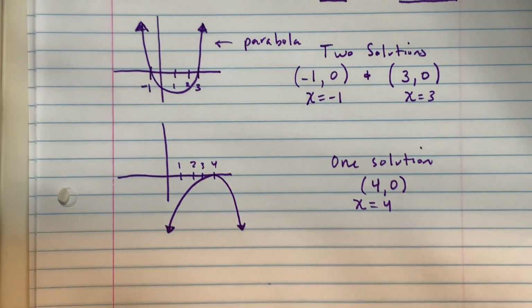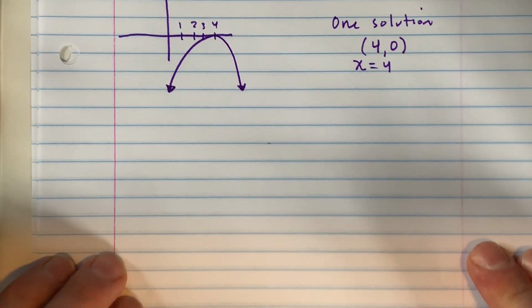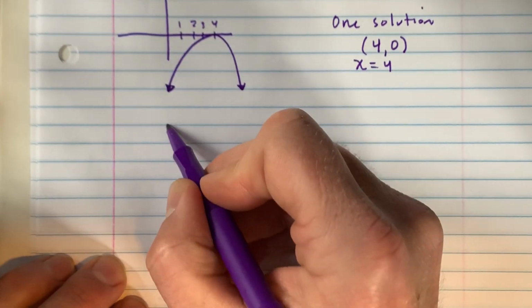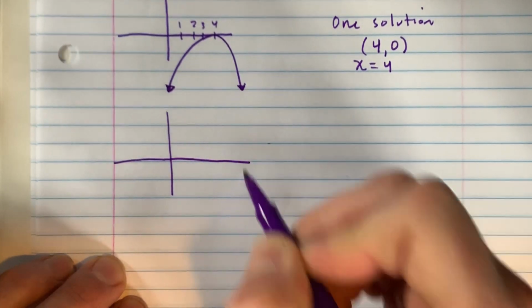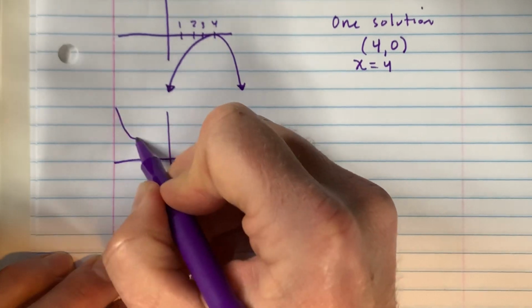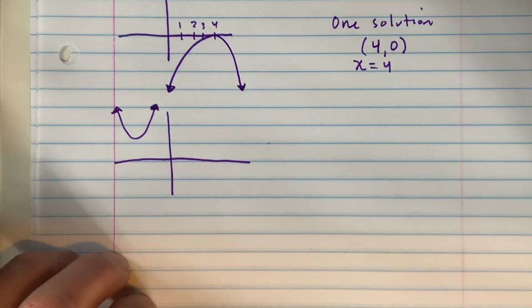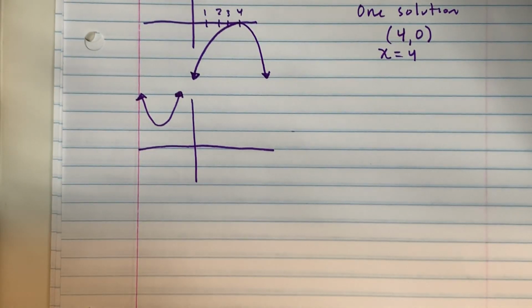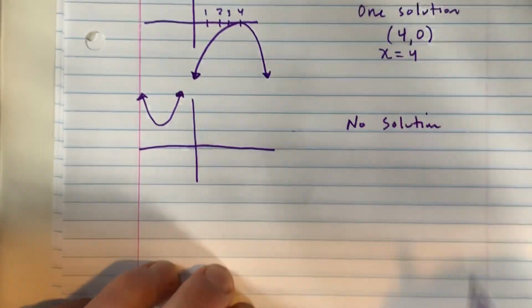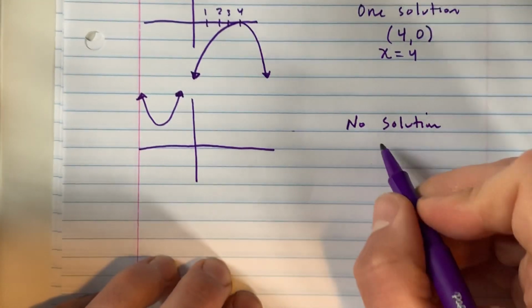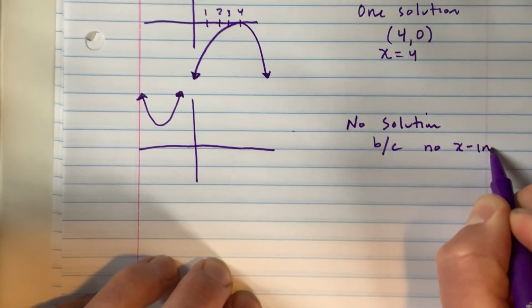All right, and another situation, could a quadratic function have no solutions? Sure it could. Maybe that's a situation where the quadratic or the parabola is not touching the x-axis. All right, so this would be no solution. And the reason there's no solutions is because there's no x-intercept.